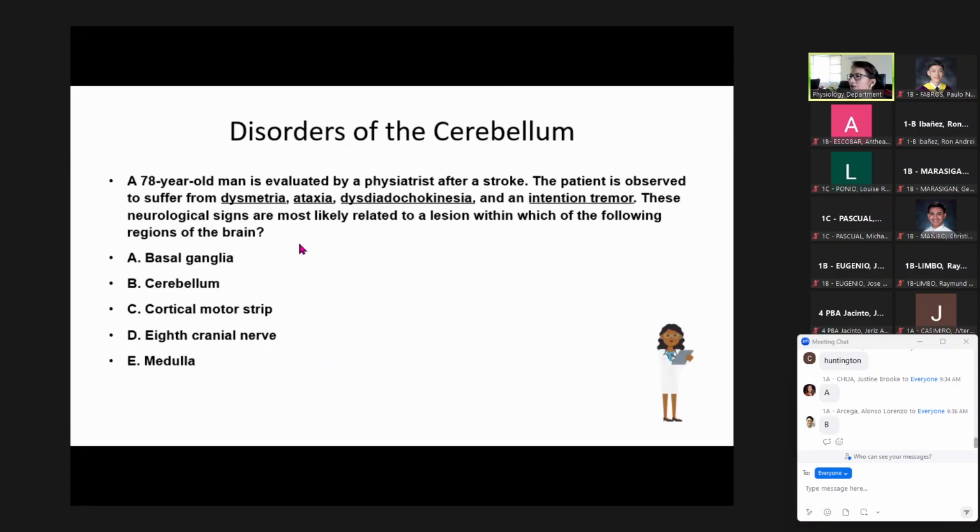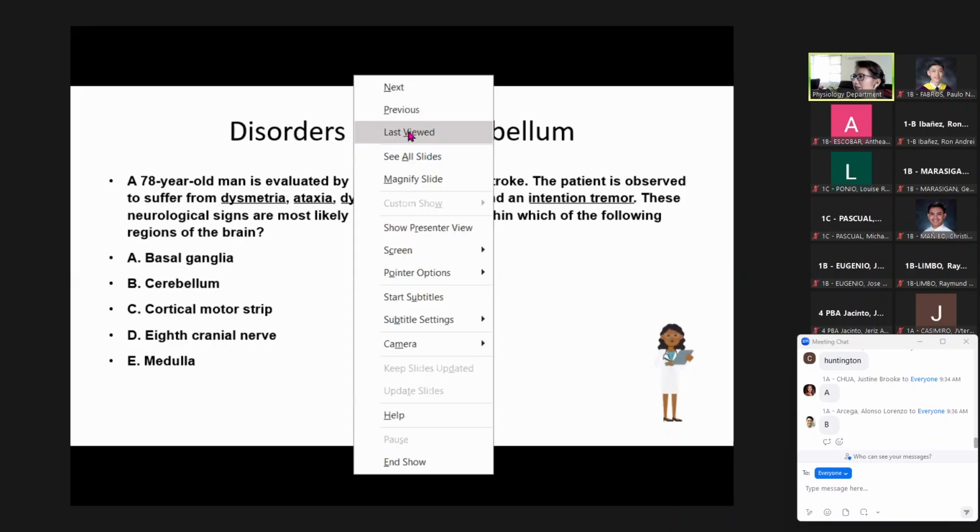Okay? But take a look at the question. I have underlined some terms. Okay? Dysmetria. Nasa assigned material to ha. Ataxia. Dysdiadochokinesia. Intention tremor. What are those? Okay, so these are all in the assigned reading. Okay, so ang sagot dito, of course, is the cerebellum.